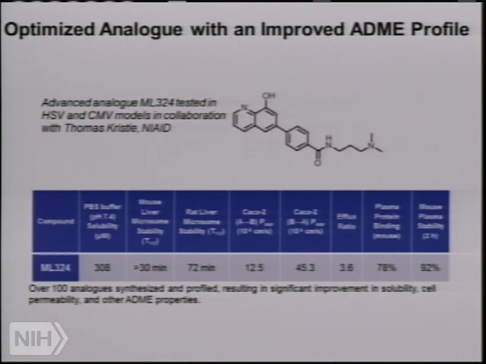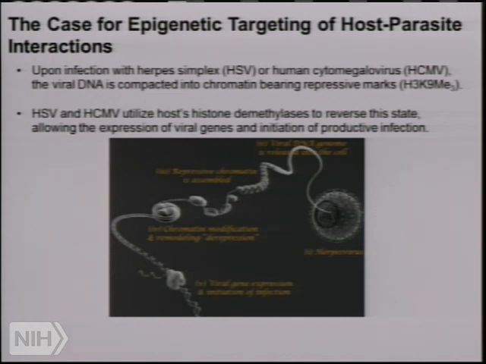But to our surprise, we also set up a collaboration to test this Jumonji inhibitor against an infectious disease, working with someone on main campus, Thomas Christie, at the Infectious Disease Institute, to test something that their group had discovered just recently, which is the whole notion of targeting the host-parasite interactions with epigenetic inhibitors to modulate virus infections.